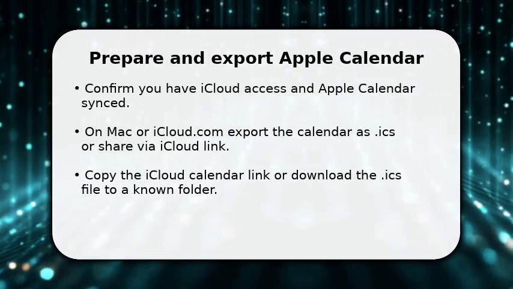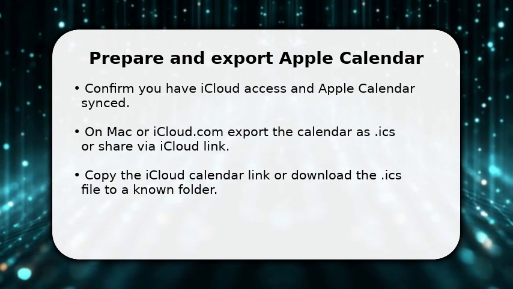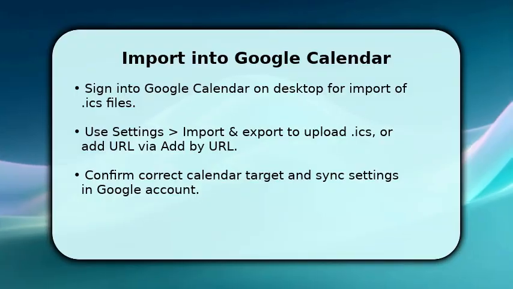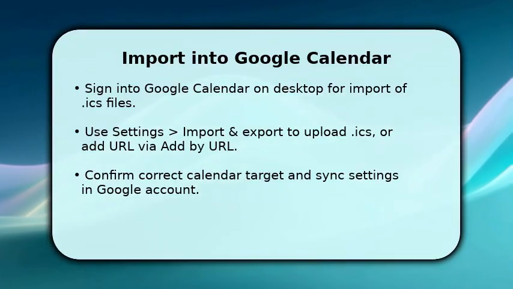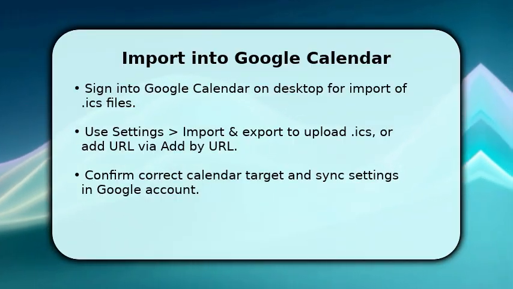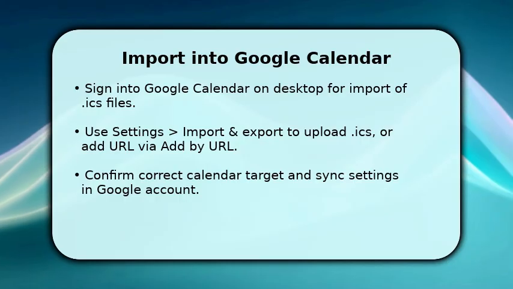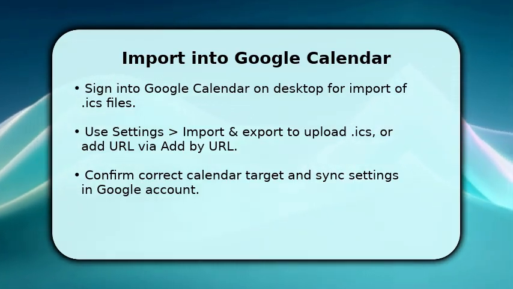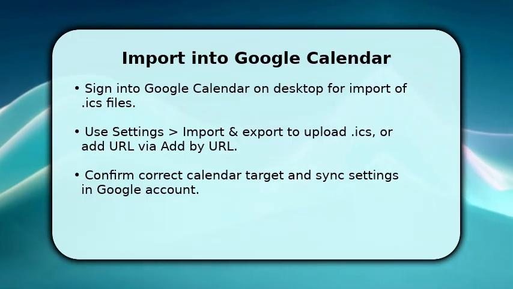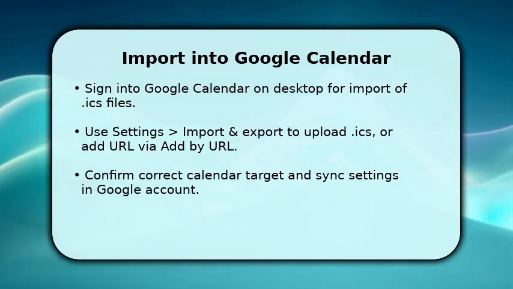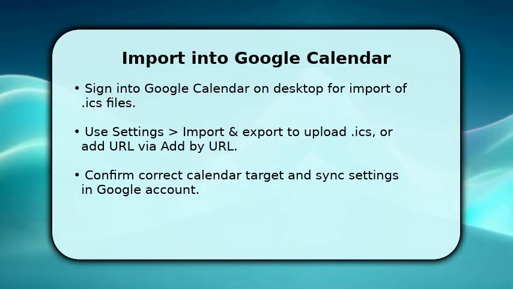Now move to your Android device for import. Next, bring the Apple Calendar into Google Calendar, which syncs cleanly with Android. If you have an ICS file, sign into Google Calendar on a browser, go to Settings, Import and Export, choose the file and pick the destination calendar. If you copied an iCloud public URL, use Add by URL and paste it. Google will subscribe to updates if the link supports it.